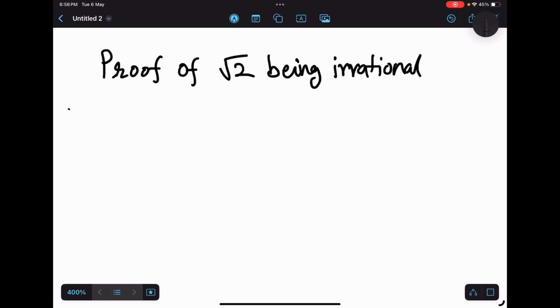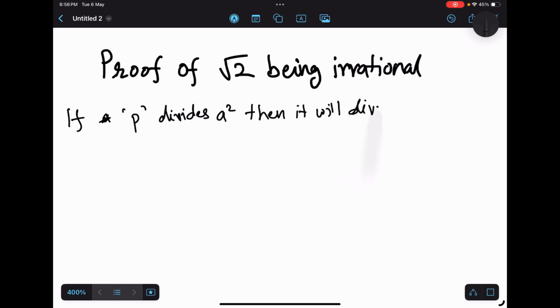To prove it, there is a prerequisite that we need to know: if a prime number, let's say p, divides a square, then it will divide a also.